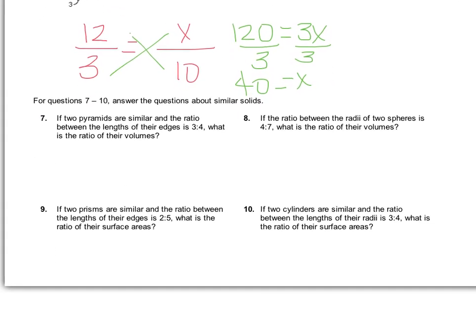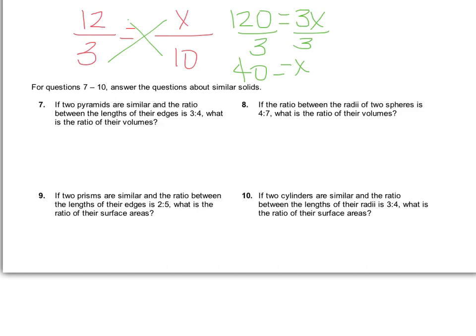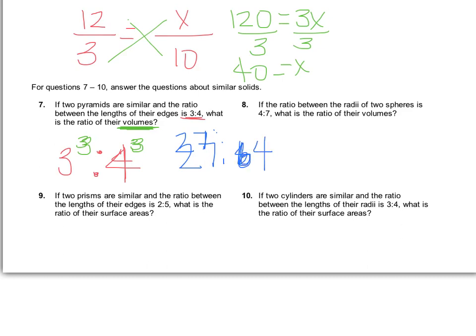Number 7. If the two pyramids are similar and the ratio between the lengths of their edges is 3 to 4, what is the ratio of their volumes? So it says edges is 3 to 4. And we need to find the ratio of their volumes. Well, remember, for volumes, that means we cube each of those numbers. 3 cubed is 27. 4 cubed is 64. So the ratio of their volumes would be 27 to 64.